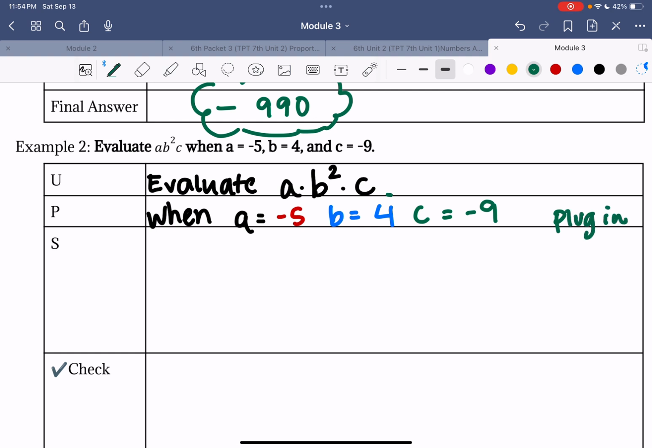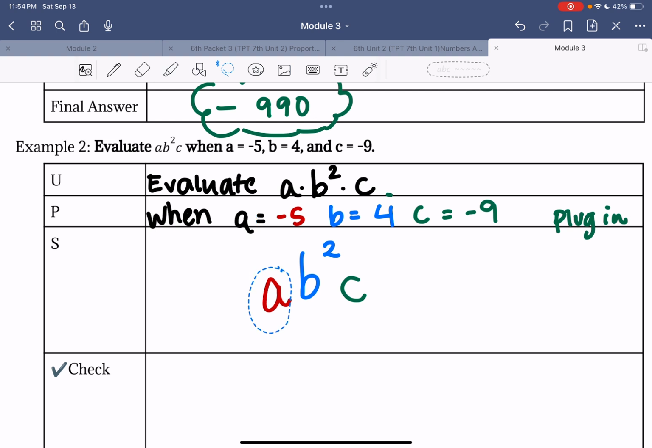Okay, so I see that A shows up first. I'm going to try to match colors so you guys can see. B squared times C. Okay, I'm going to lasso this -5. It's the same thing as the A, so I'm literally going to swap it in for the A here. So I'm going to remove this A and put in the -5. Then I'm going to remove my B and put in my 4.